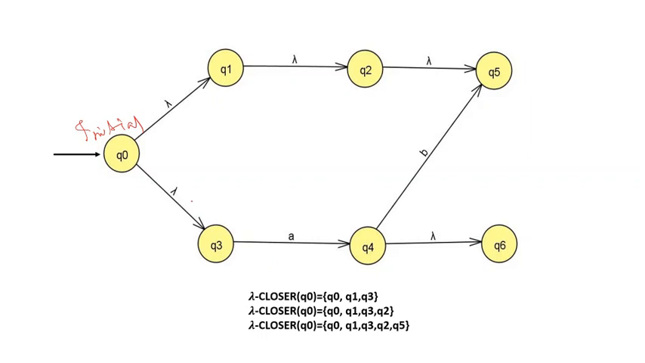So start with Q0 and find the closest lambda transitions. Suppose this and this. So first we have Q0, Q1 and Q3. Then again among these states, Q1 has a lambda transition to Q2, so include Q2 here. Then again there is a lambda transition from Q2 to Q5, so also include Q5. So this is the final lambda closure output of state Q0. So this operation is very useful in method 2 for removal of lambda transitions.